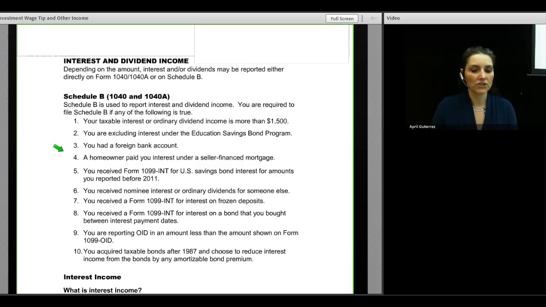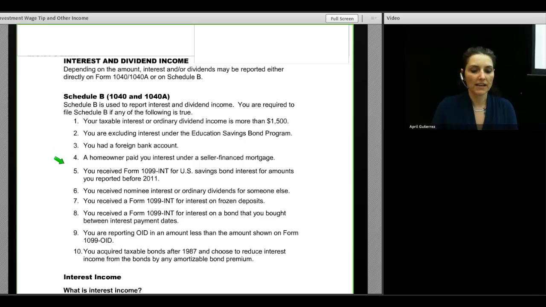Number 4, a homeowner paid you interest under a seller-financed mortgage. So let's just say you sold your home under a seller-financed mortgage and the people who bought the home from you are paying you interest on that loan. Then you are required to attach a Schedule B to your tax return to identify the name, and at least the name and Social Security number of the party that's paying you.